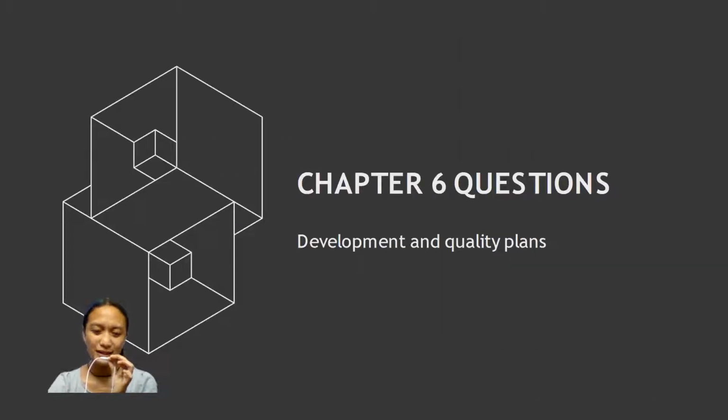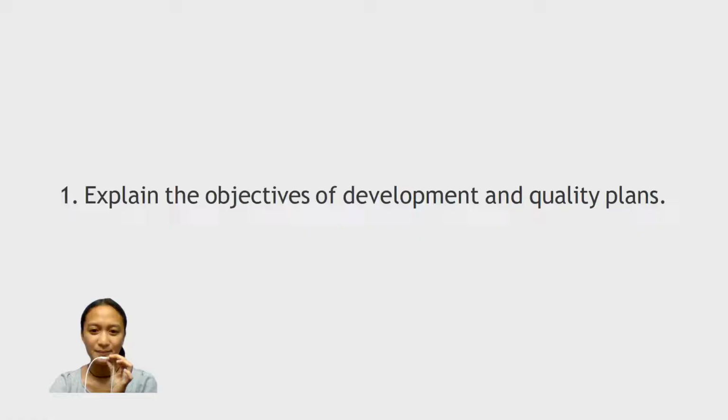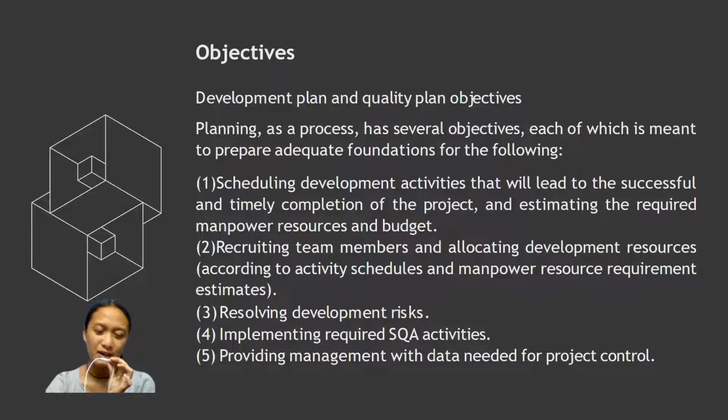So first is for the chapter 6 questions entitled the development and quality plans. For the first question, explain the objectives of development and quality plans. So this is my answer.